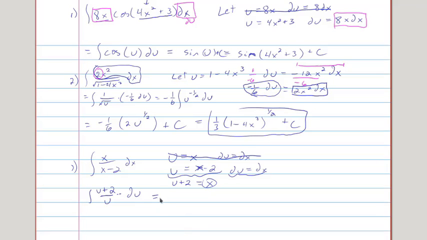All right, and this is a little easier to deal with, because what can we do? We can split up this fraction over that plus. So we'll have the integral of u over u du plus the integral of 2 over u du. And this, of course, is just 1. So the integral of 1 du, that'll be u. And then this one is a constant multiple of 2 times the integral of 1 over u. And the integral of 1 over u is just the natural log of u.